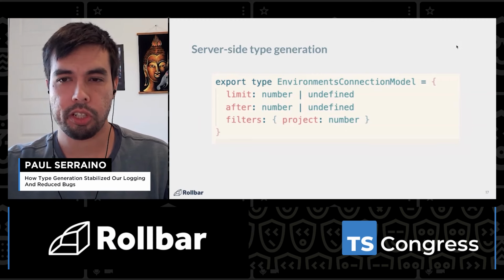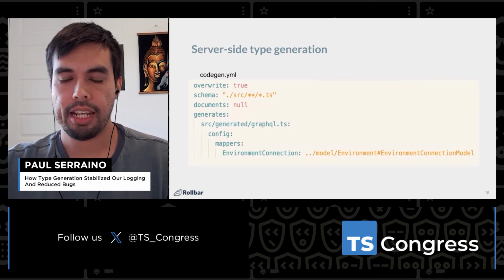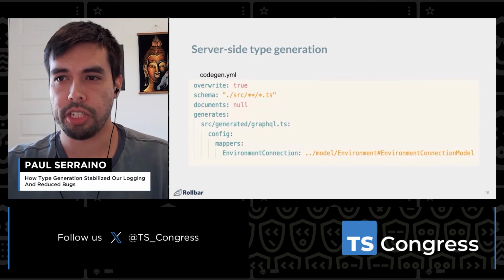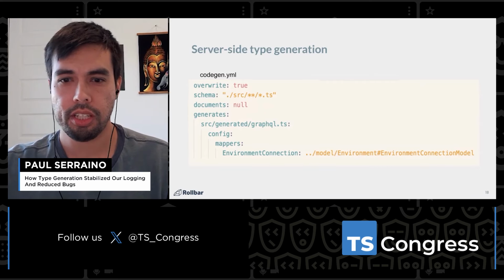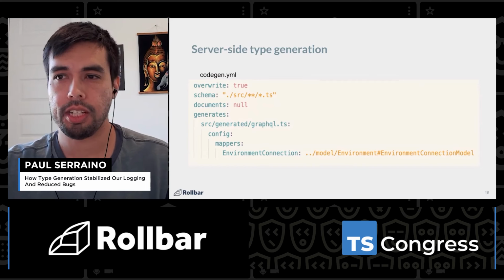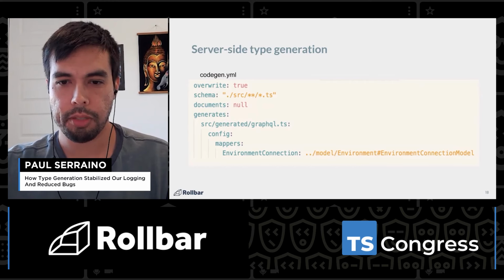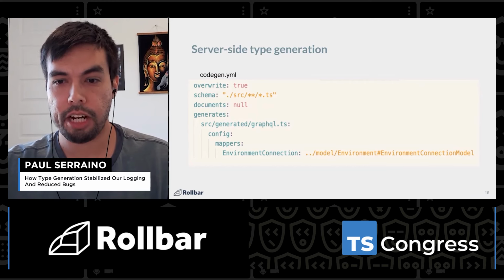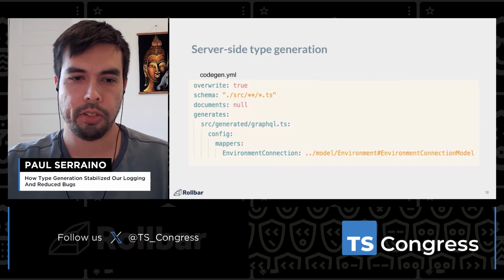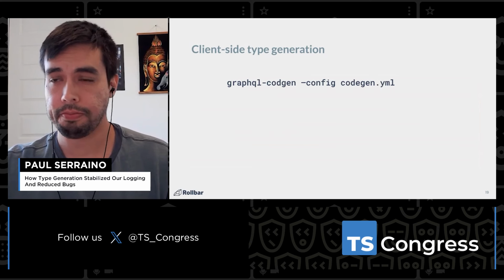GraphQL CodeGen provides a workaround for these issues and allows you to explicitly add in configuration for overriding their internal generation. So for example, in this case, we are overriding the environments connection generation using our explicitly defined types here. So the environment connection model, we map to the environment connection schema definition.